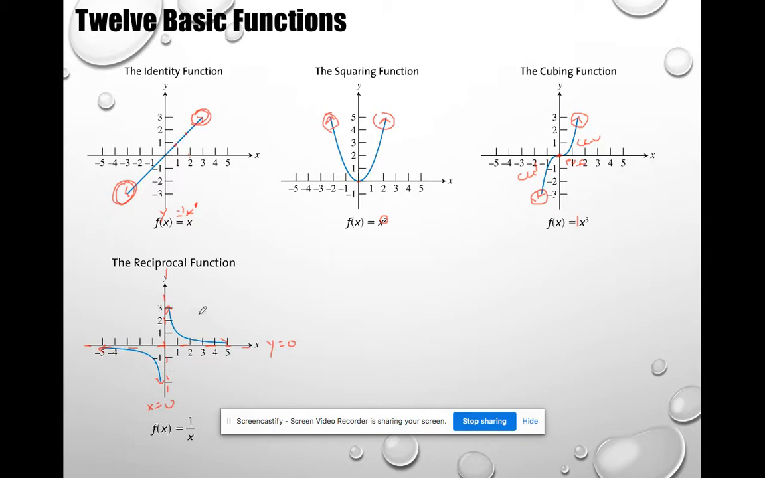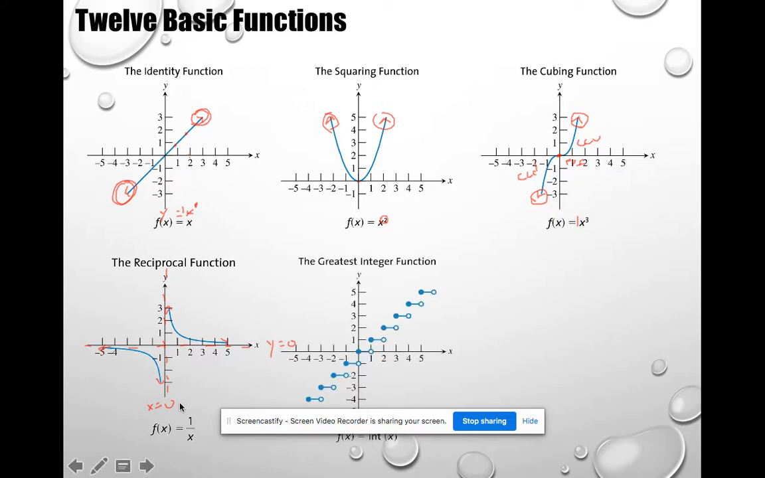There are two branches, in quadrants 1 and 2. It's also a hyperbola, right? That's shifted off of a diagonal hyperbola. No turning points. The reciprocal function only decreases. No turning points.